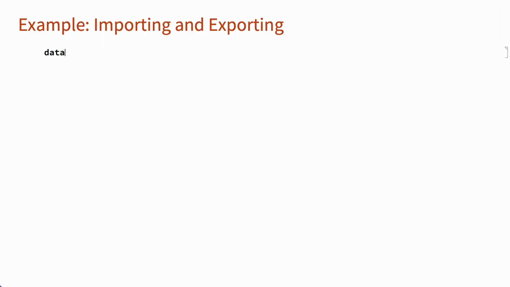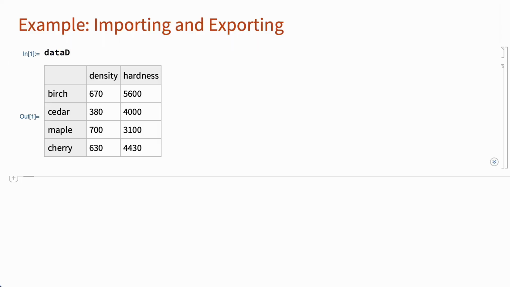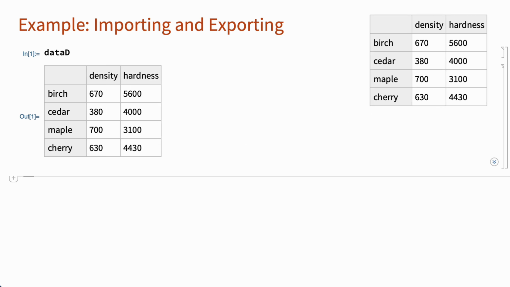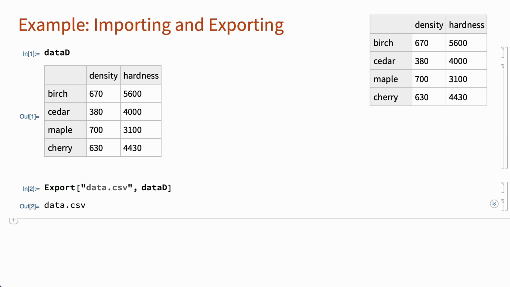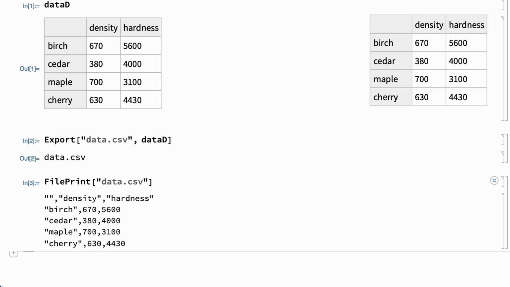As an exercise in some of the issues that come up in getting data in and out of the system, consider first exporting and then importing the sample dataset from this section. This uses the export function to export that dataset to a comma-separated value, or CSV, file, and this shows the contents of the file that was saved, which is a plain text file with commas between keys and values and records on separate lines.